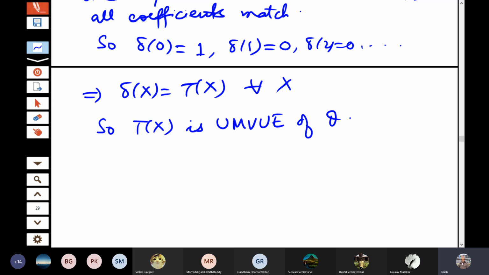Now in place of estimating theta, suppose I am considering g theta. The first statement that I have given was for theta plus b theta. The lower bound was 1 plus b prime theta whole square by I_X theta. So if I consider estimation of g theta, I can write g theta as theta plus b theta. In the numerator, I will get g prime theta whole square. So the lower bound will be simply modified.